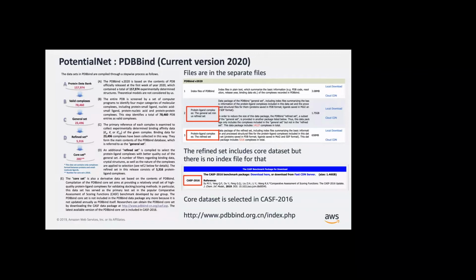Our customers in the pharmaceutical industry have their own data of the protein-ligand complex, as well as the binding affinity constant that they have. So they would like to mix their public data set and their proprietary data set to make a better data set.